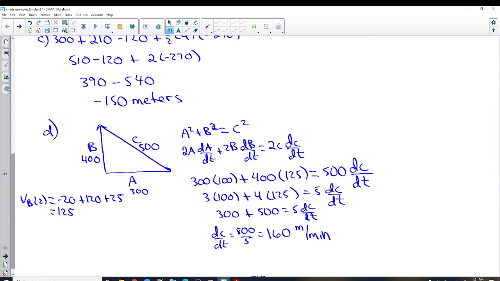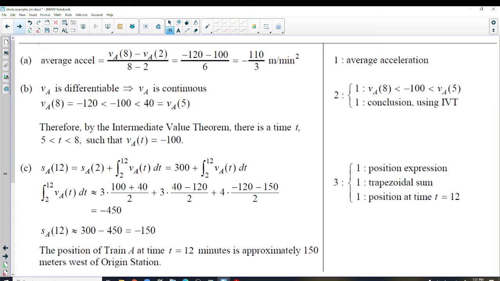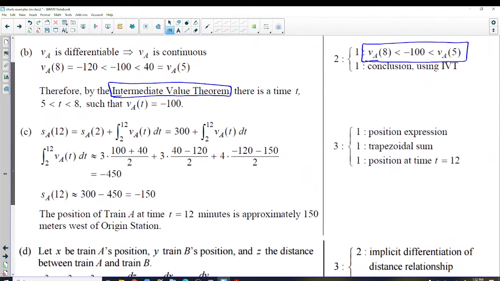There we go. So related rates. There's a lot of things that can be asked about charts. That's one of them. All right, how did we do? 1 point for average acceleration, negative 110 over 3. Good, we got that point. This, I kind of wrote it, except I wrote it in 2 different statements. And then the conclusion: therefore, by the intermediate value theorem, there is a time t such that v of A of t is equal to negative 100 somewhere. What I would look for is, did you mention this? And of course, the rest of it has to make sense.